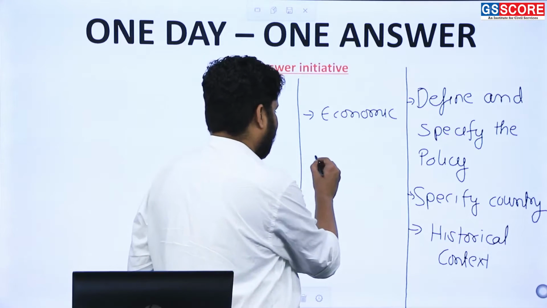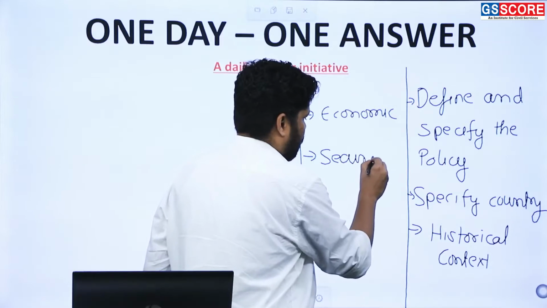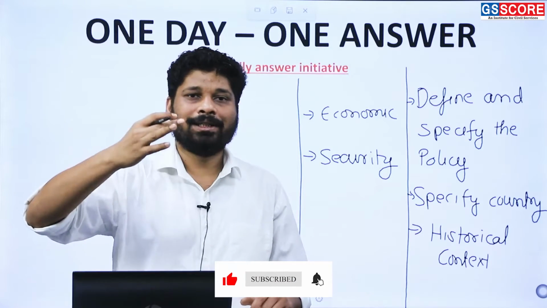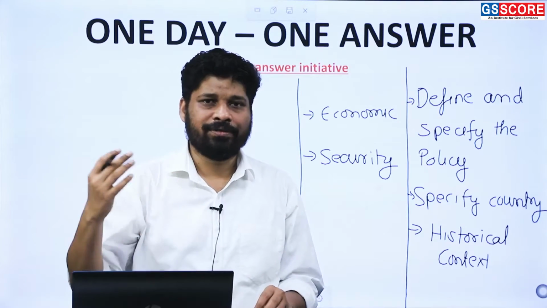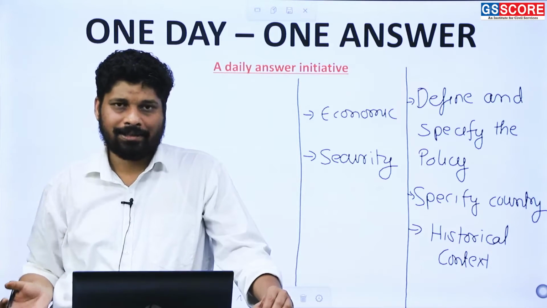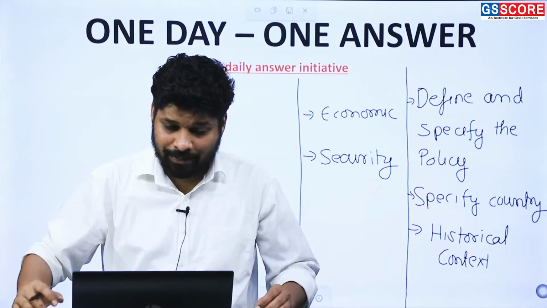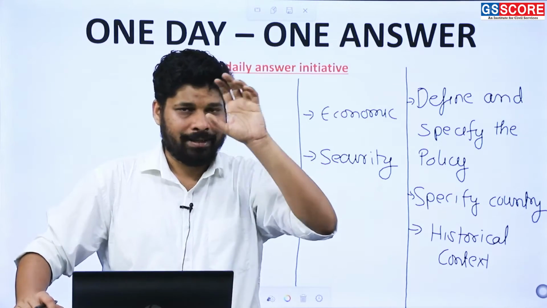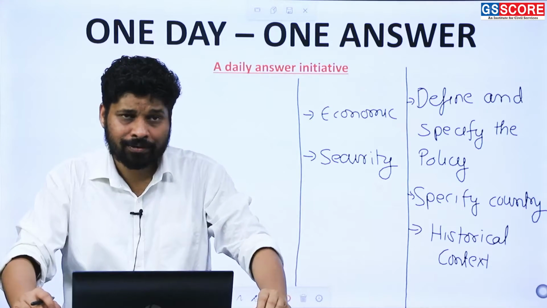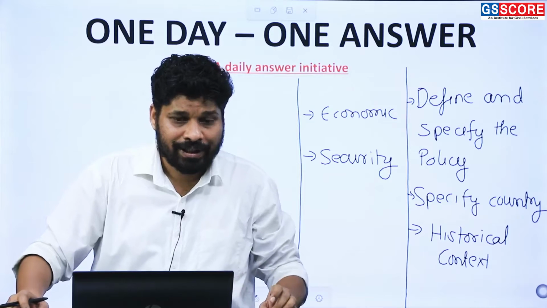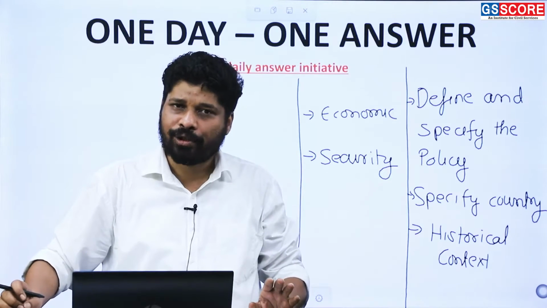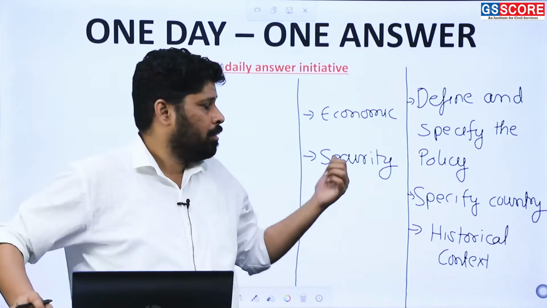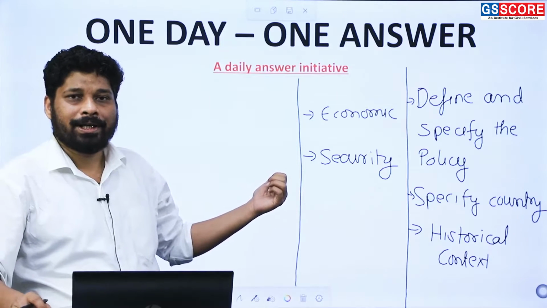Second will be security relations. What impact will a country's policy have on India's security? For example, China's string of pearls policy is a threat to India's maritime security. In the security paradigm, what do you have to take into consideration? Border security of India, regional stability, cyber security to a certain extent, and maritime security. All these points align with the paradigm of security.